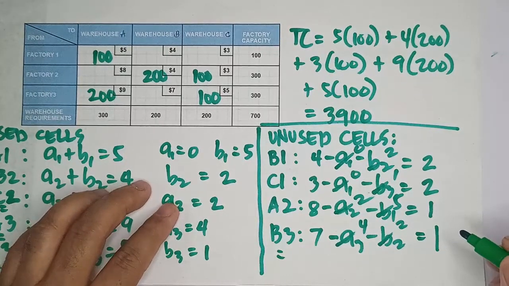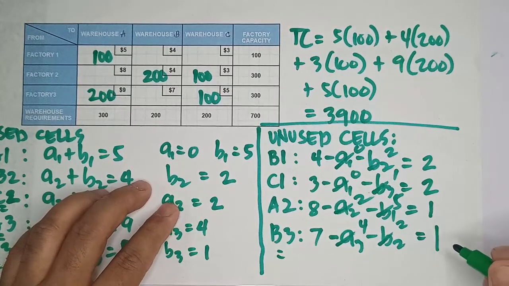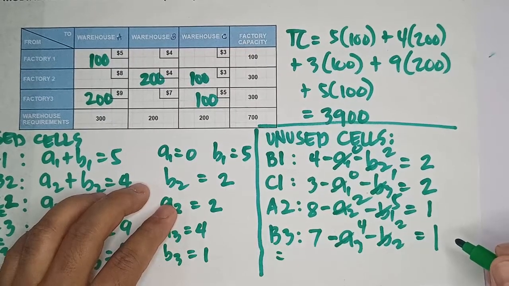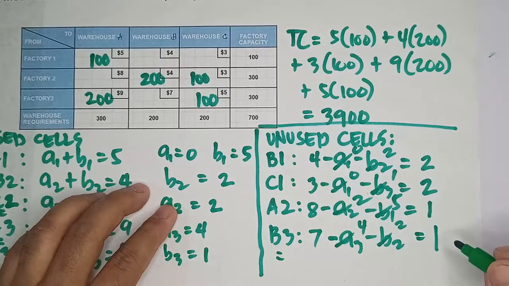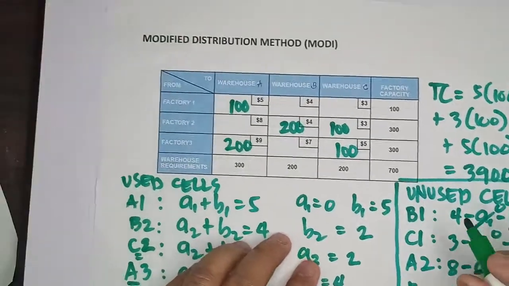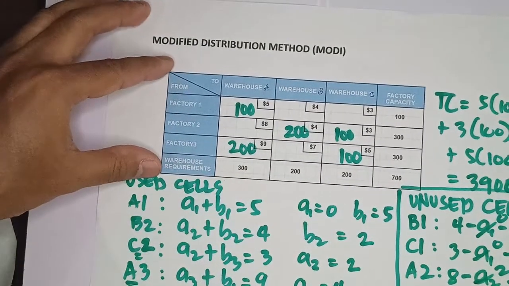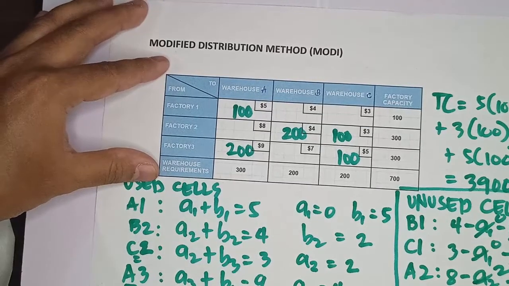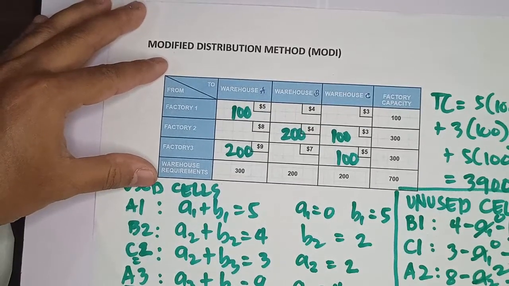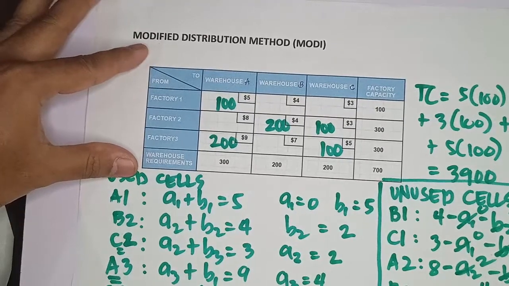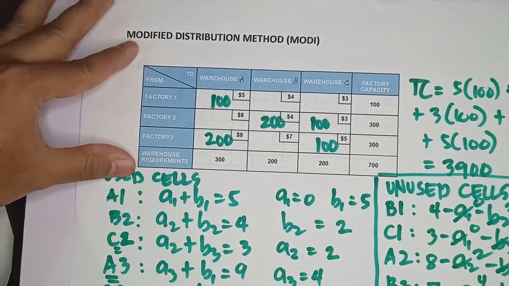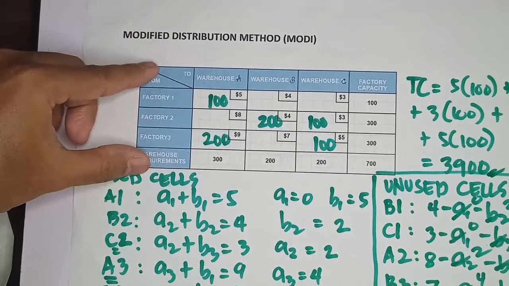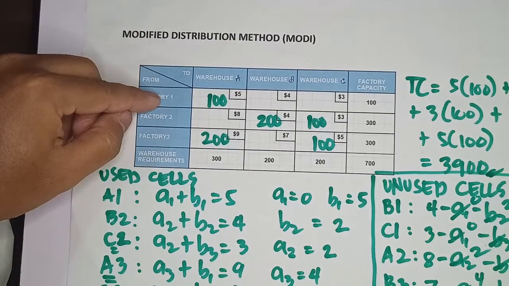And since all the values of the improvement index are positive, it means that we can no longer improve this transportation tableau, which implies that this tableau is already optimal. And the lowest possible transportation cost is 3,900 with this allocation.